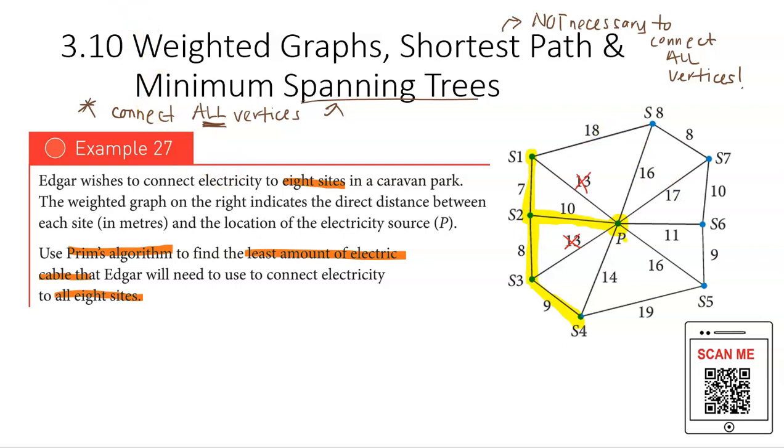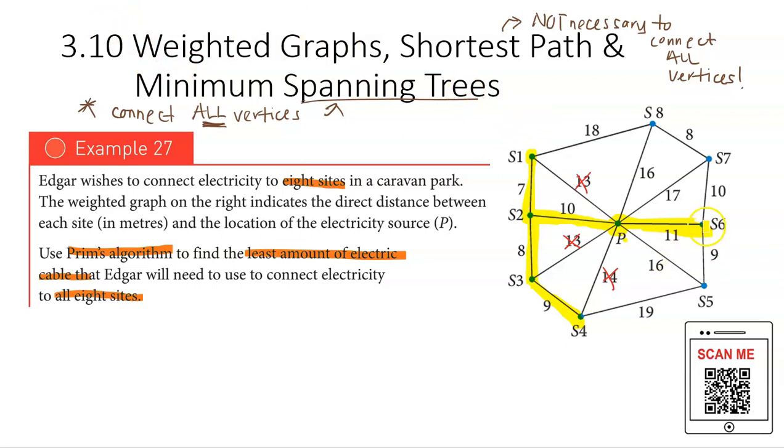So next again, ask yourself, which one is the lowest value? This 14, of course, no need to look, I already connected S4. So let's look at 18 connect to S8, 16, 17, 11, 16, and 19 over here. Which one is the lowest value? 11, connect to S6. So this one, erase again. Okay, so continue until you connect all the vertices.